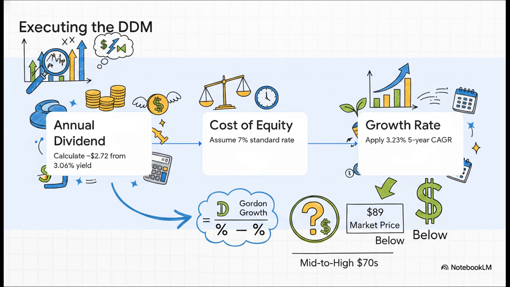Step 3. We apply their 5-year dividend compound annual growth rate, which is 3.23%. You plug all that into the Gordon growth formula, and the math points to an intrinsic value clustered somewhere in the mid to high $70 range. Right away, you can see that's notably below the current $89 market price.